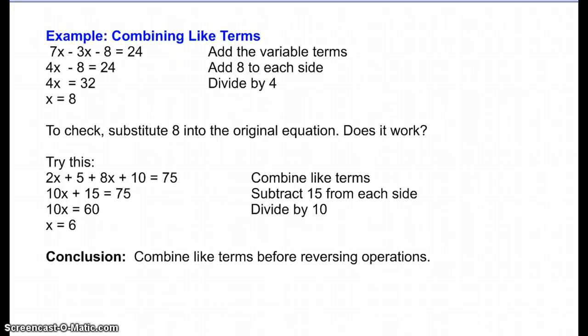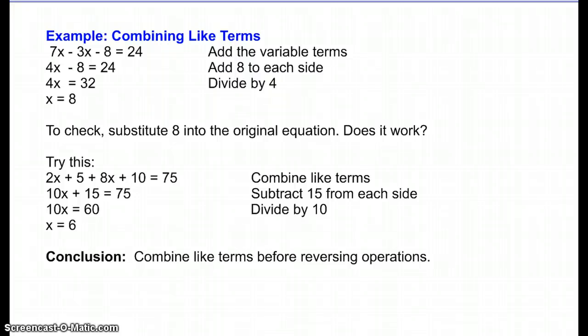To isolate that 4x, you have to add 8 to both sides. We want that 8 to move to the other side, so add 8 to both sides of your equation. Becomes 4x equals 32. And then you divide by 4. When you divide by 4, you get x is 8.